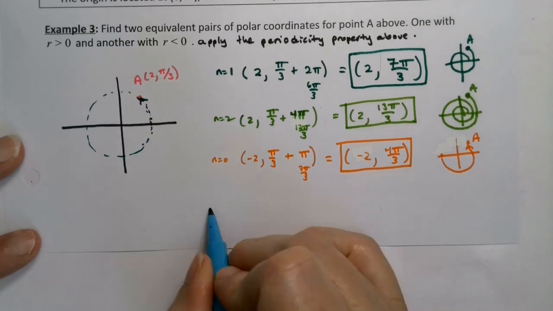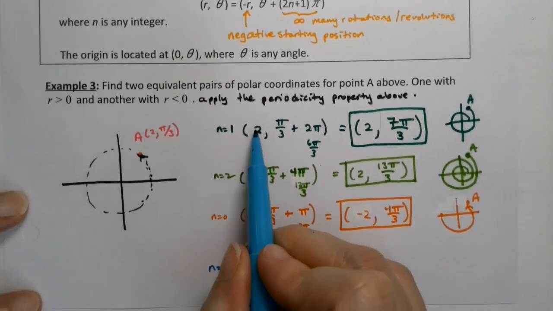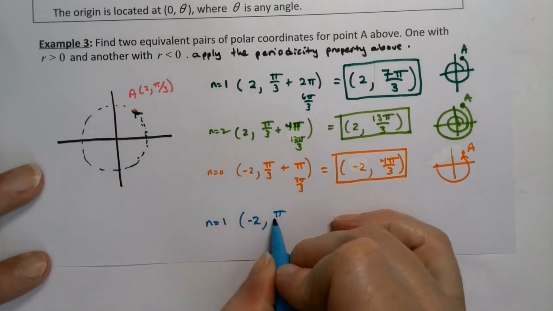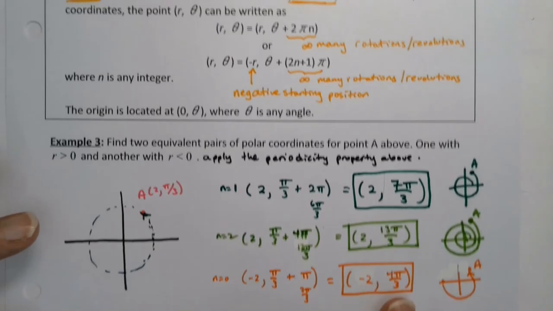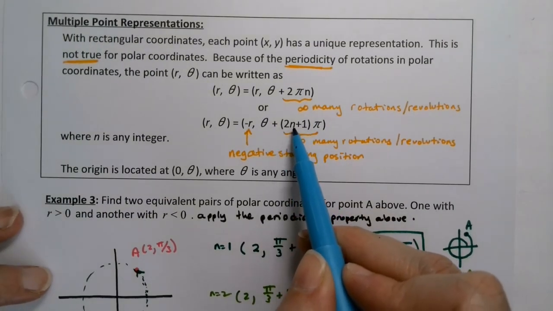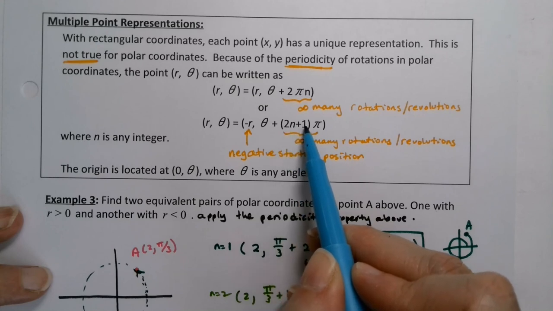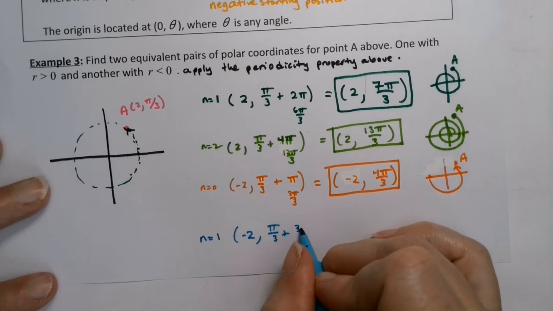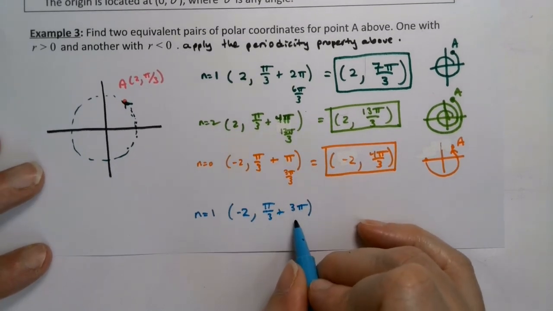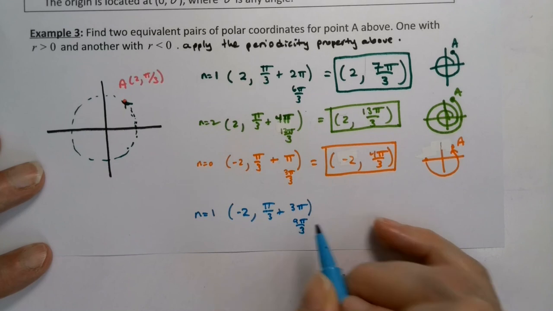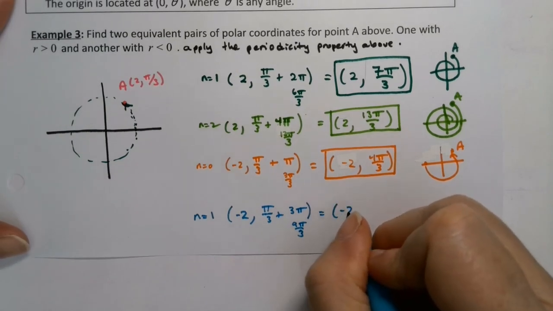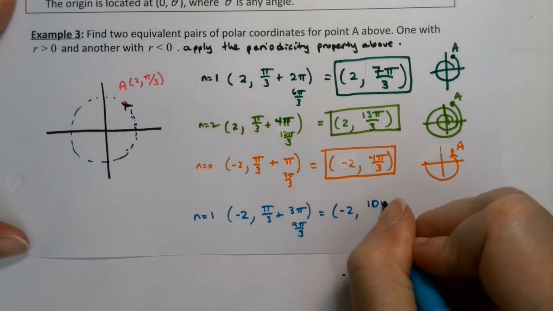What about if I let n equal 1? Not the same as this one, because this one had a positive r. So it could be -2, and then it'll be pi over 3 plus 2 times 1 plus 1 is 2 times 1 is plus 1 is 3. So it'll be plus 3 pi, which is, of course, 9 pi over 3. So that would make -2, 10 pi over 3.